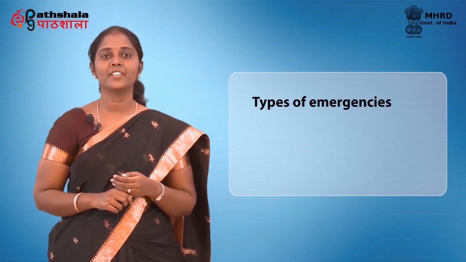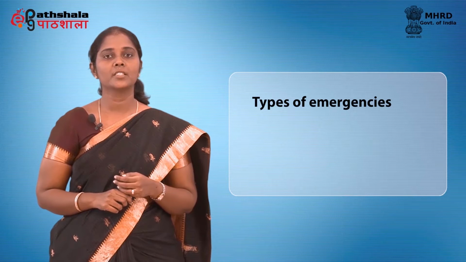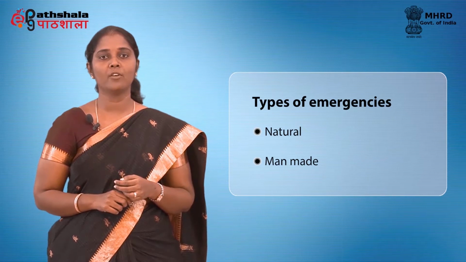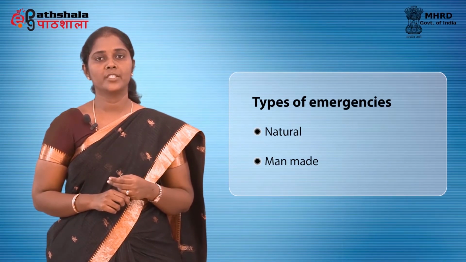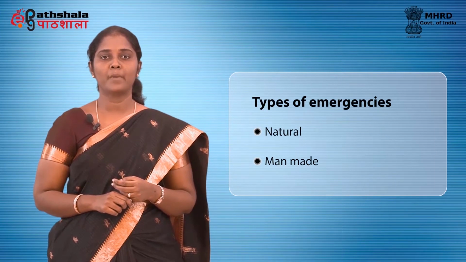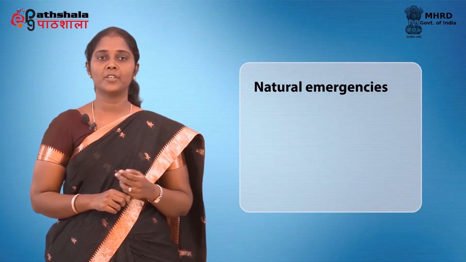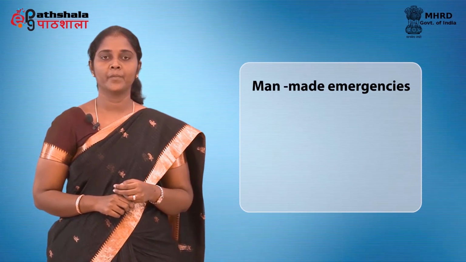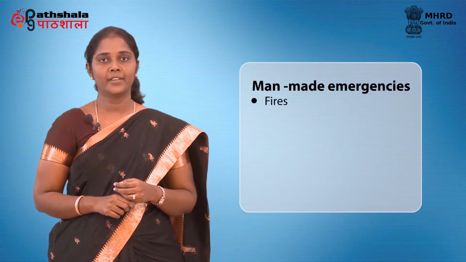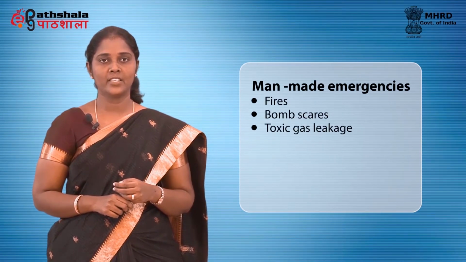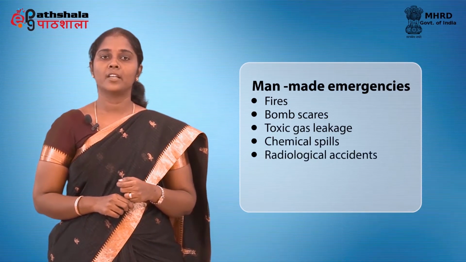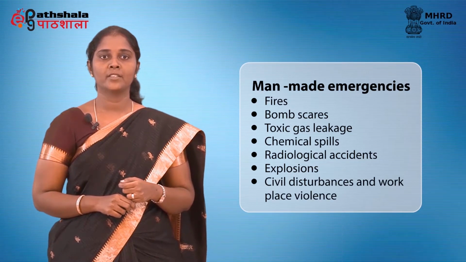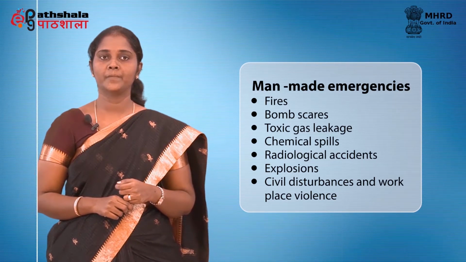First, let us see the different types of emergencies. Emergencies can be natural or man-made, and they may disrupt or shut down the operation of any organization. There are two types of emergencies: natural emergency and man-made emergency. Examples of natural emergencies are floods, hurricanes, earthquakes, tsunamis, etc. And man-made emergencies are fires, bomb scares, toxic gas leakage, chemical spills, radiological accidents, explosions, civil disturbances and workplace violence resulting in bodily harm and trauma.